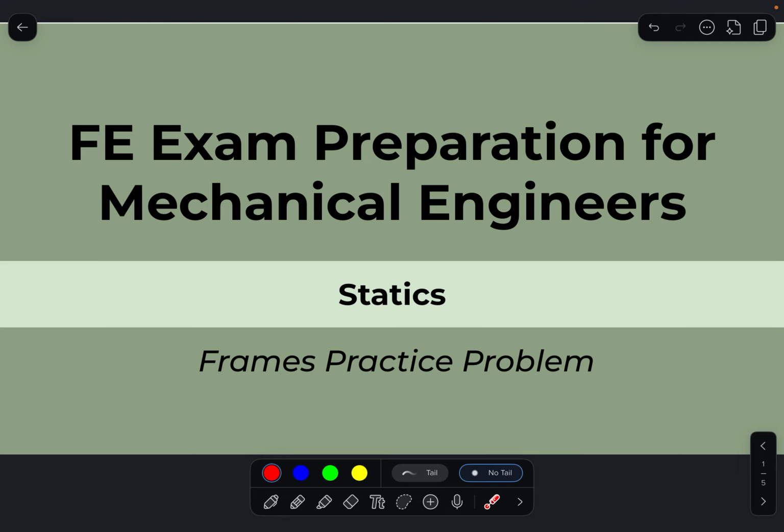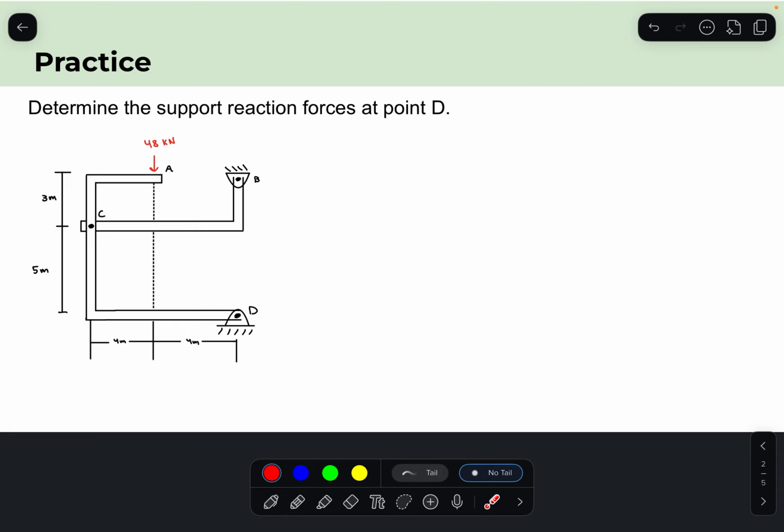In today's statics video we are going to be doing a frames practice problem. So in today's problem we are asked to determine the support reaction forces at point D. We are given the following frames A, C, D, and frame B, C. Each frame is connected via pin C, and is supported by pins B and D.